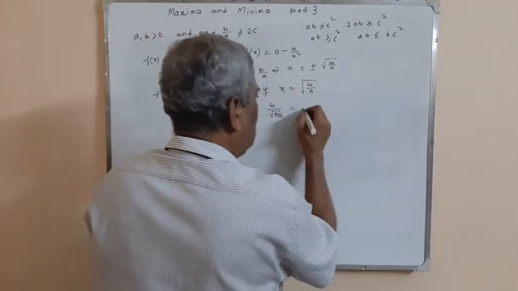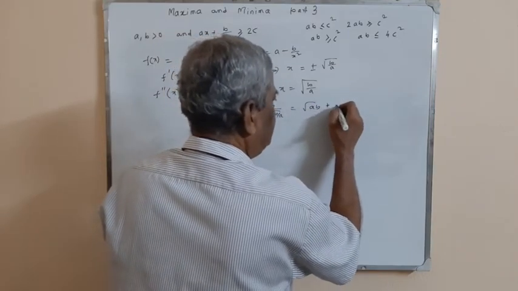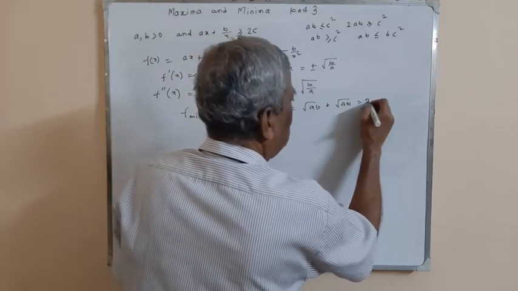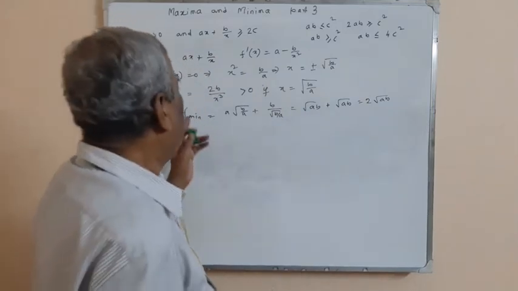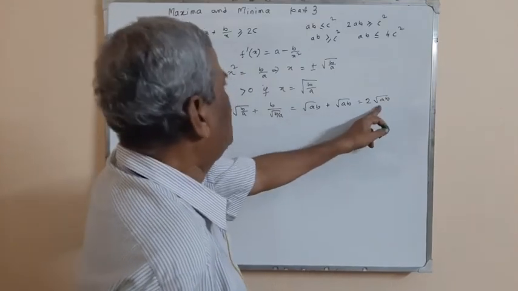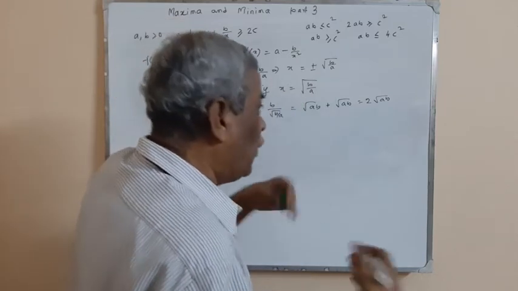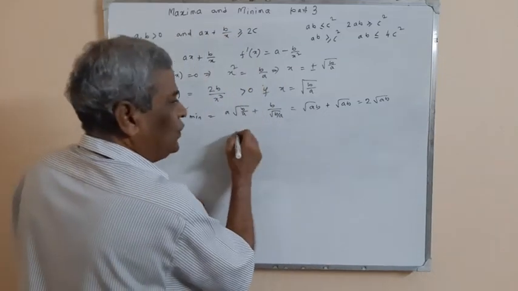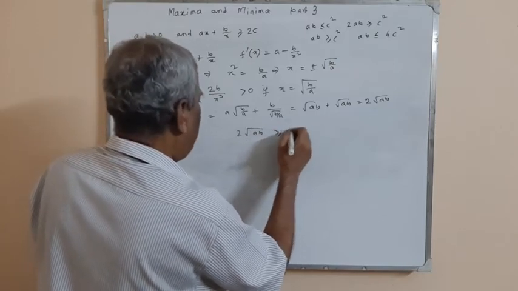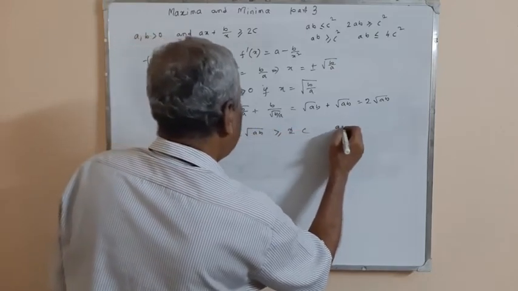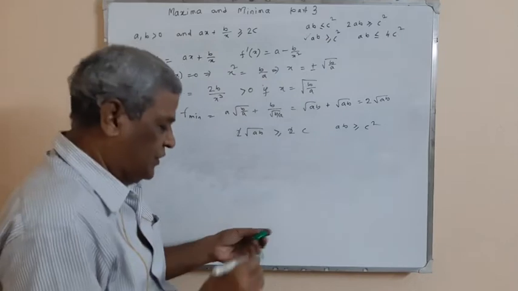It is equal to root over ab, and this is also root over ab, so it is equal to 2 into root over ab. So from our calculation, the minimum value is this. Again, given that the minimum value is greater than or equal to 2c, we can claim 2 root over ab is greater than or equal to 2c. So ab is greater than or equal to c square. So this is the correct option.